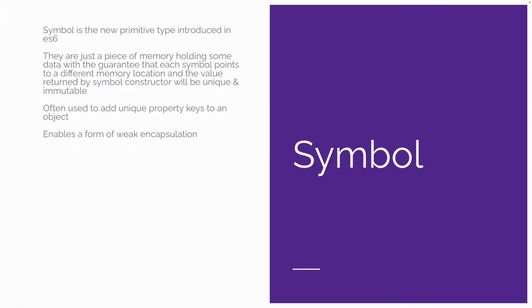The next feature in line is symbols. Symbols are the new primitive types introduced in ES6. They are just a piece of memory holding some data, with the guarantee that each symbol points to a different memory location, and the value returned by the Symbol constructor will be unique and immutable. They are often used to add unique property keys to an object, and they enable a form of weak encapsulation. There is a lot of jargon here, so let's take a small example and see how it works.